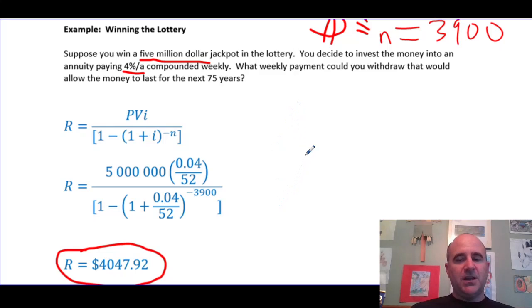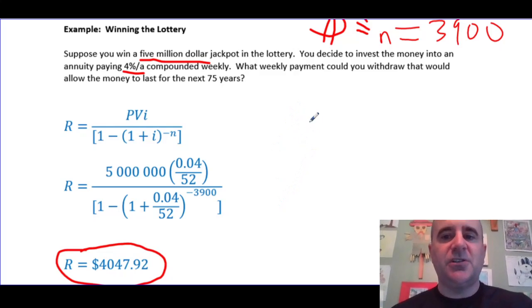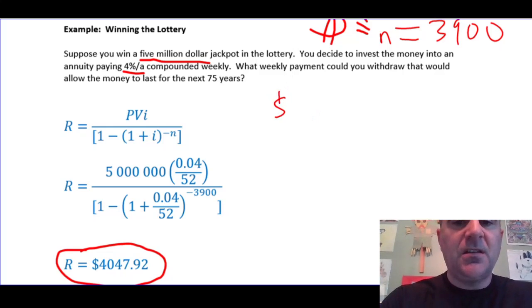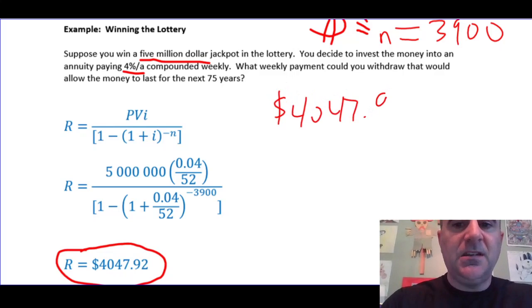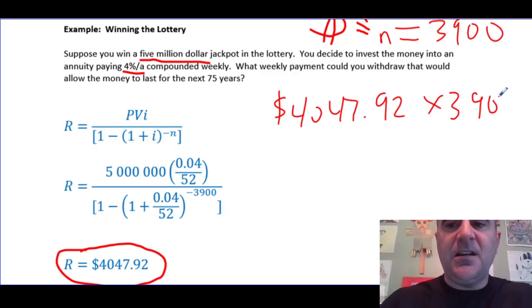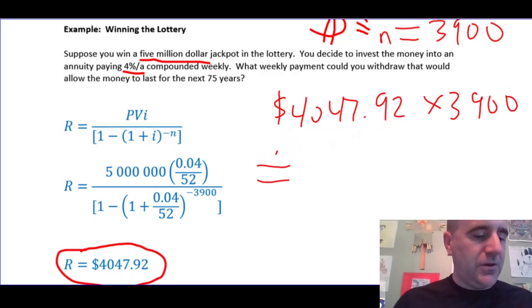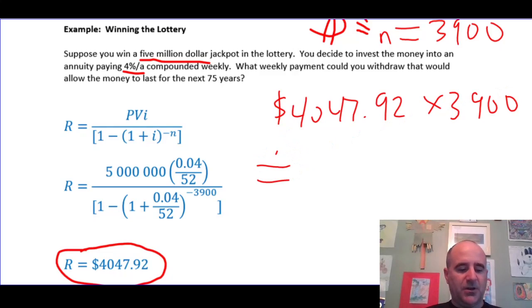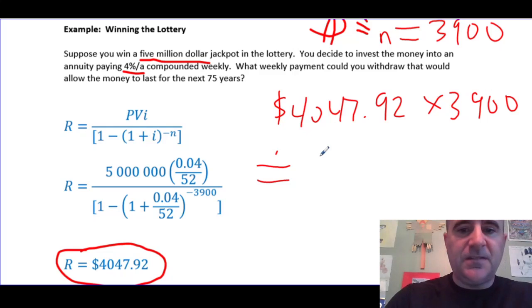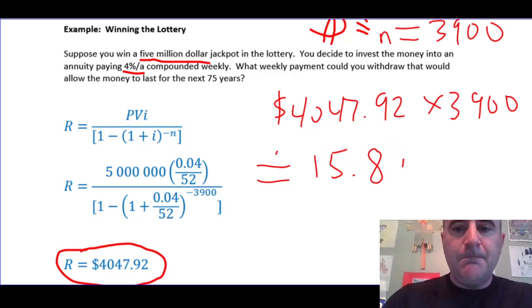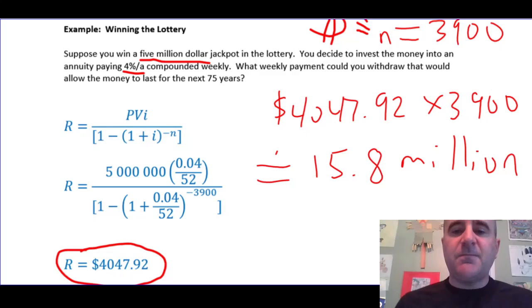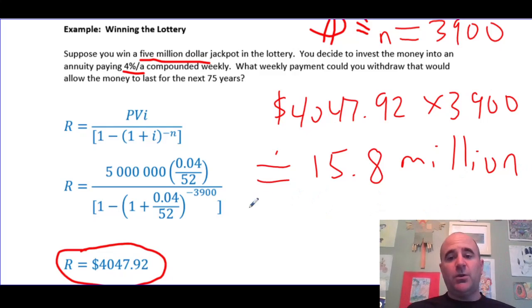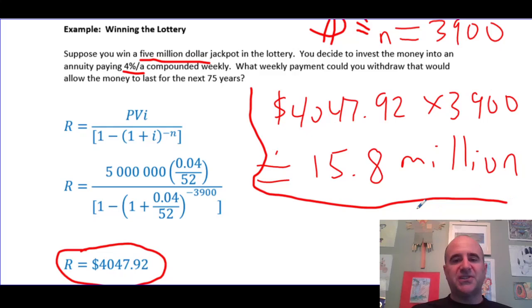Now, one thing we might decide to calculate here, I mean, that's the end of this question, but let's just look at some of the numbers. You're actually getting $4,407.92 3,900 times. If you figure that out, I'm just going to do a rough estimate there. I'm not going to bother with exactly. It's almost 16 million. It's very close to $15.8 million. So your $5 million over 75 years, even with you taking money out, still means you ended up collecting a total of almost 16 million. Your money triples because of the interest.